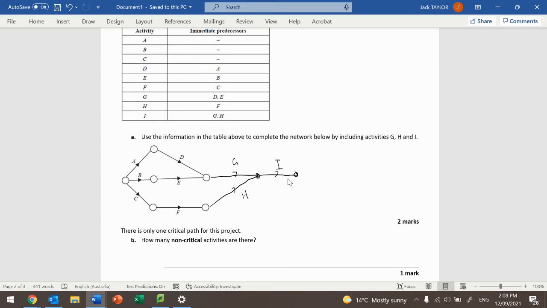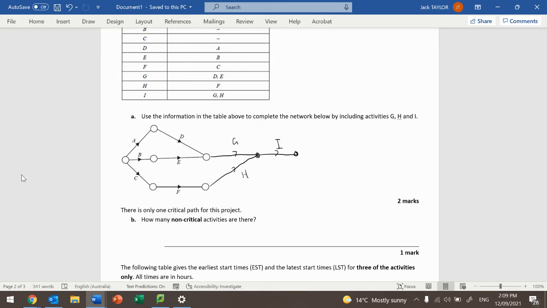Now, the thing about all of those potential critical paths is they all involve 4 activities. What that tells us is that no matter which one of those is the critical path, there's going to be 5 non-critical activities because every time there are 5 activities not included in the potential critical path. So if it's A, D, G, I, that means that B, E, C, F, and H are all not critical. If B, E, G, I is the critical path, then A, D, C, F, and H are not critical. So no matter what the outcome, it's always going to be 5 non-critical activities.